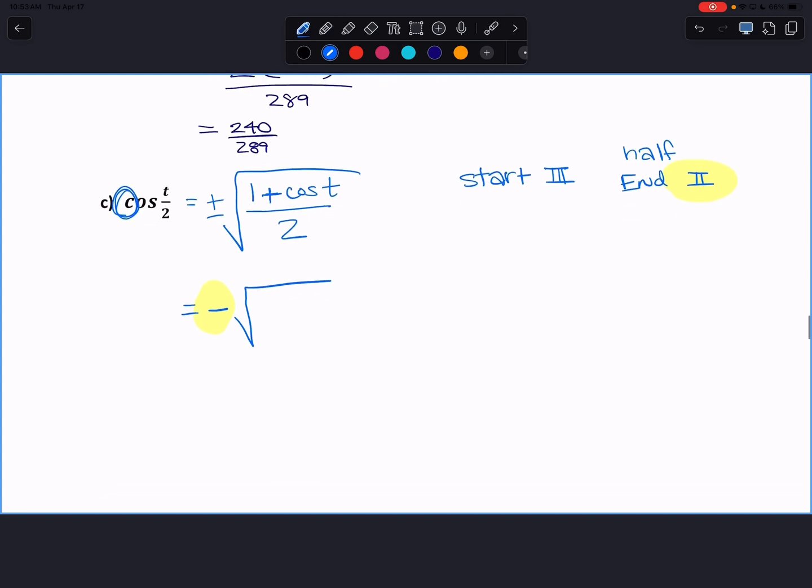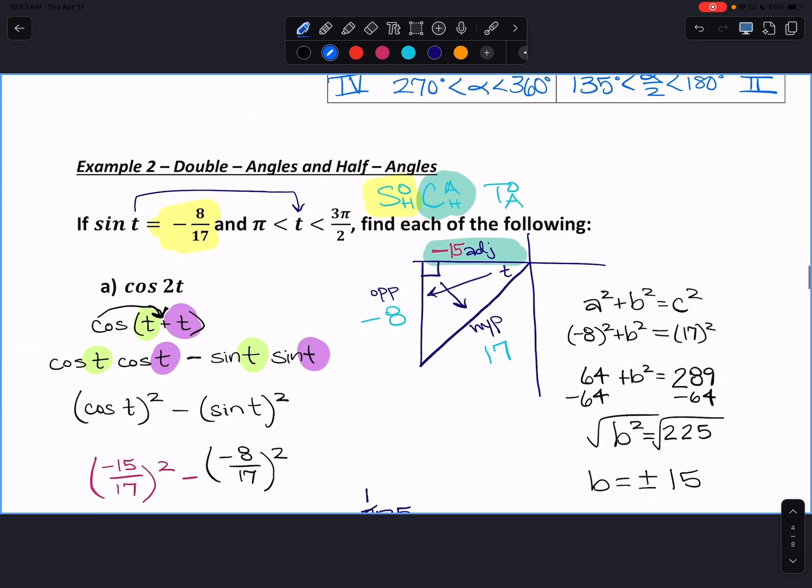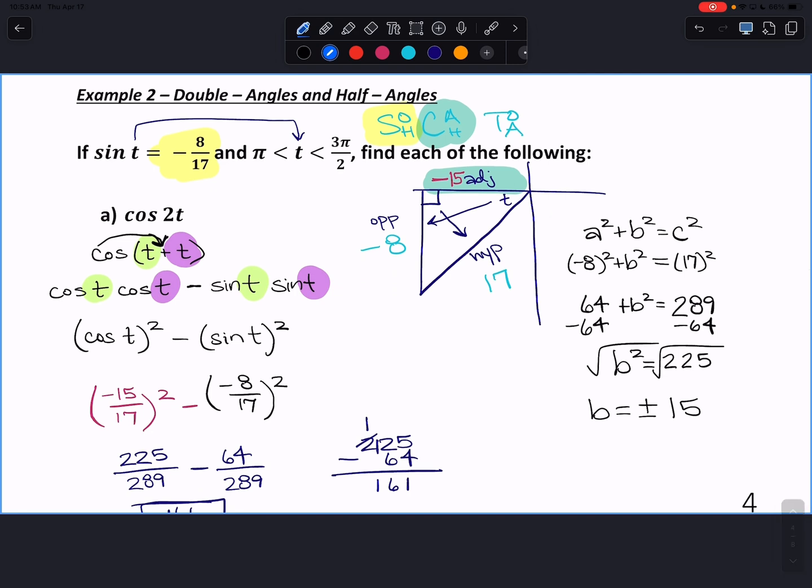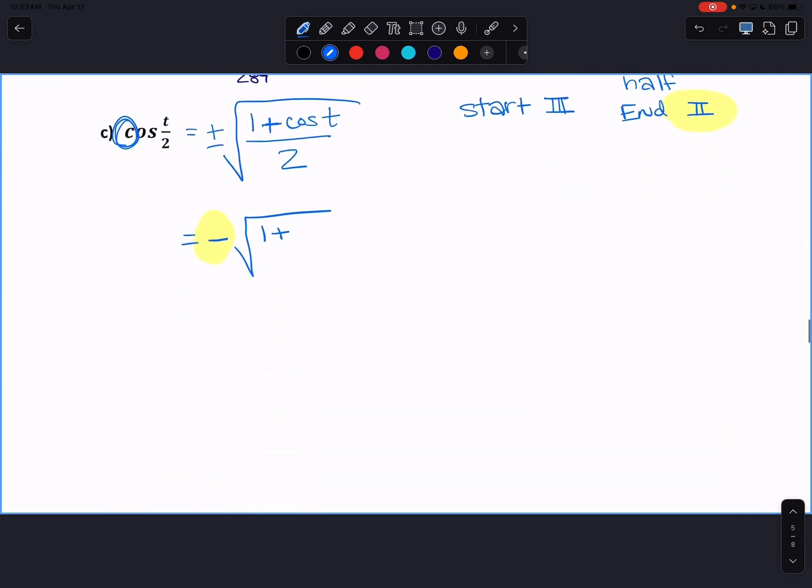And now just plug in. Super easy. So 1 plus, what was the cosine of t? Let me go back up here to my problem. Cosine is adjacent over hypotenuse. So negative 15 over 17. Everybody see that? I'm just going to plug that in. The negative 15 over 17. And then that's all divided by 2.